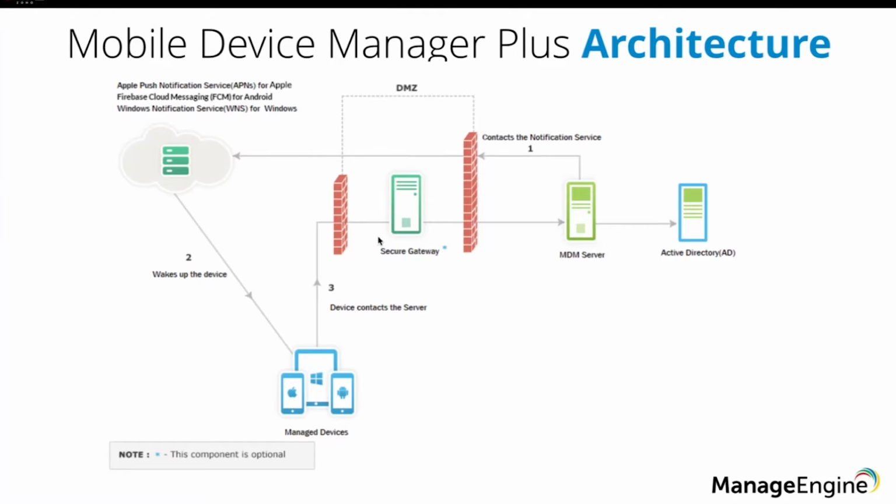The secure gateway, what you see here, is an optional component applicable only for the on-premise edition. So consider you have the MDM server and you do not want to publicly expose the MDM server. So in that case, you can have a secure gateway configured and you can still have your MDM server within your closed intranet in your organization.